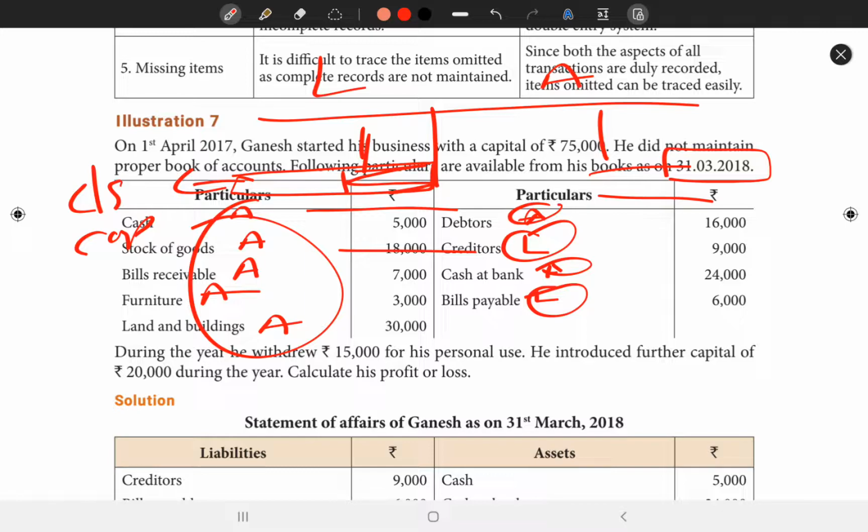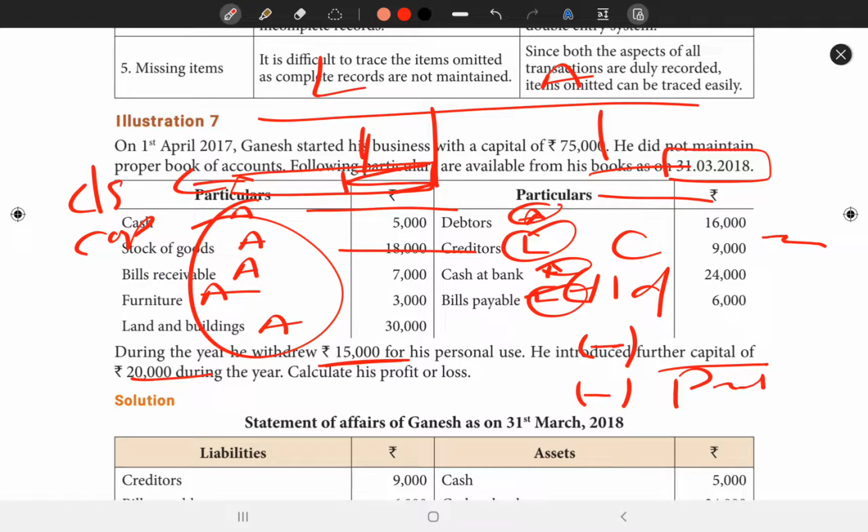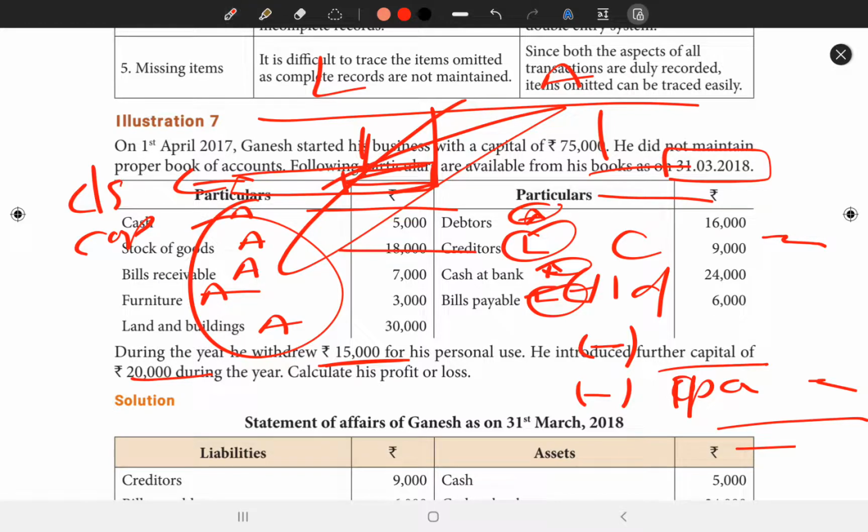After finding out closing capital amount, add drawings which is given here and less further capital, additional capital which is given here, and again less opening capital, and we will get profit and loss. Okay, that's the answer that is going to be there.